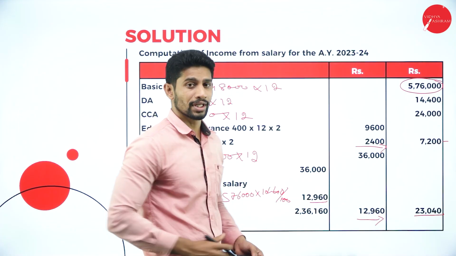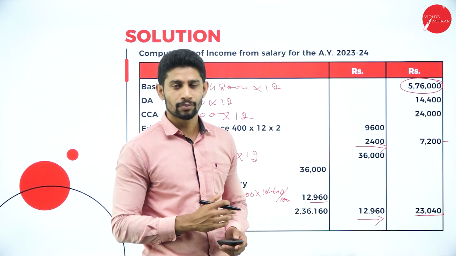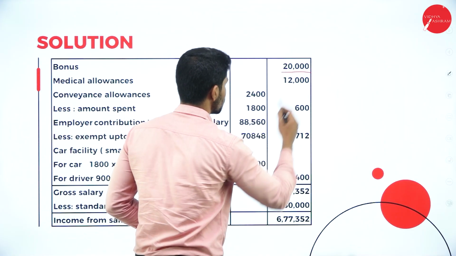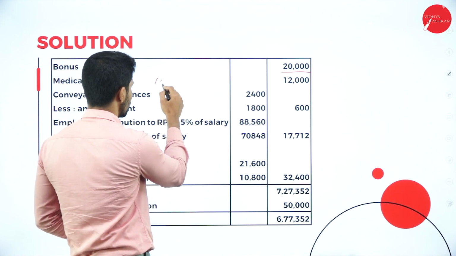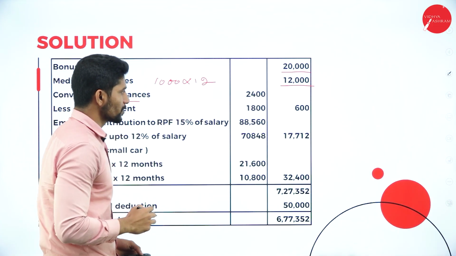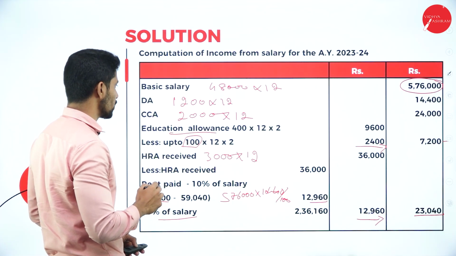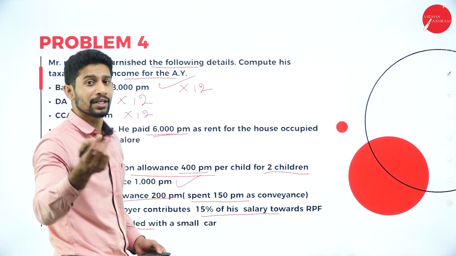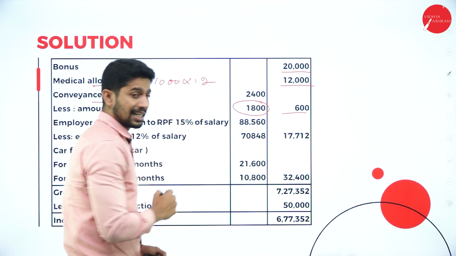So this is how you are supposed to compute the HRA, and that too in the problem column itself. You need not put a separate column for computation of HRA. Moving further, bonus: it is rupees 20,000. Medical allowance is 1,000 per month into 12 months, you will get 12,000. Conveyance allowance is 2,400, but 1,800 is exempt. Why only 1,800 is exempt? Here you can see conveyance allowance, 150 is spent, remaining 50 is not spent. So that is why 1,800 is exempt, remaining 600 is taxable.